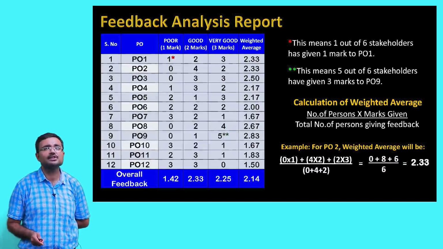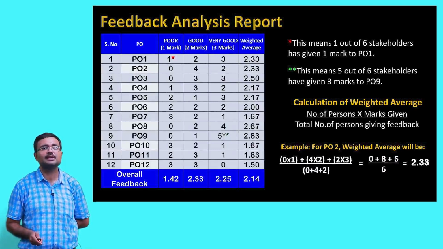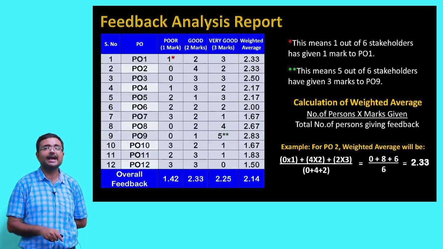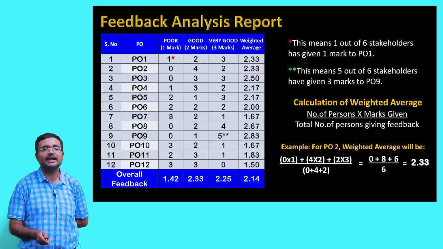A weighted average is taken, that is 1 into 1 plus 2 into 2 plus 3 into 3 divided by 6. Similarly, 0 into 1 plus 4 into 2 plus 2 into 3 divided by 6. A weighted average is taken. These are the indirect PO calculations. From the direct it was done, indirect this.